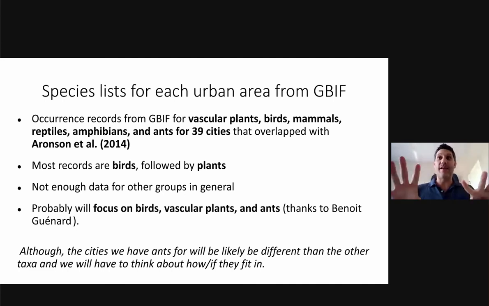has a database of invasive plants in cities and urban areas across the globe. The only thing we'll have to think about a little bit critically is that the cities that we'll have ants for will likely be different from the cities that we have the other taxa for. So we'll have to figure out whether we include them together, how we subset them, or whether it's just not a huge issue, but something we'll have to think about going forward if ants have different cities.